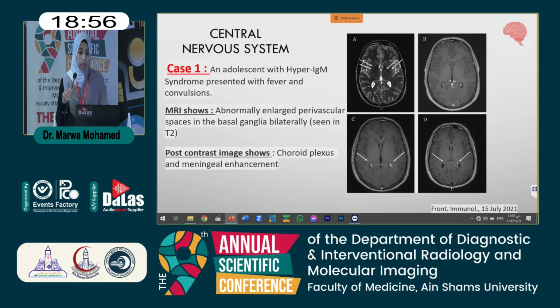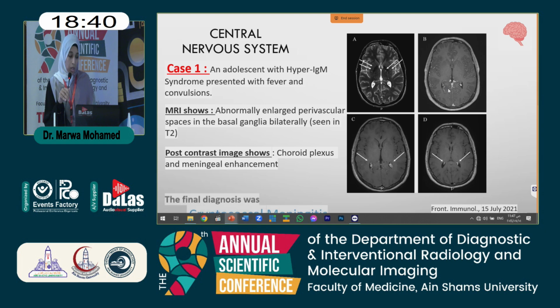Case 1. An adolescent with hyper IgM syndrome presented with fever and convulsions. MRI shows abnormally enlarged perivascular spaces in the basal ganglia bilaterally, seen in T2, and post-contrast choroid plexus and leptomeningeal enhancement. The final diagnosis was cryptococcal meningitis.